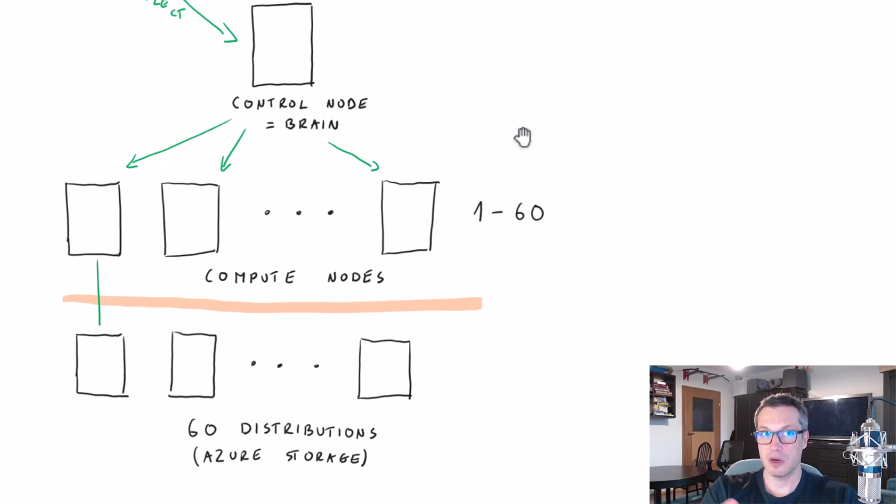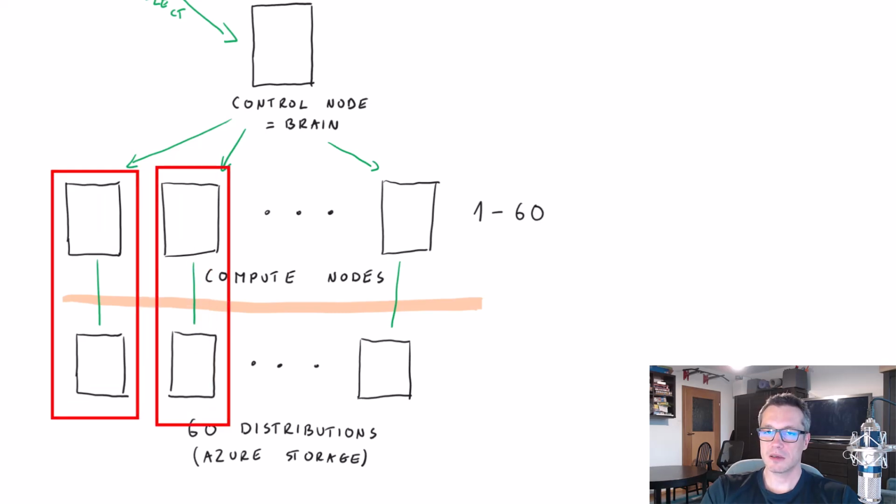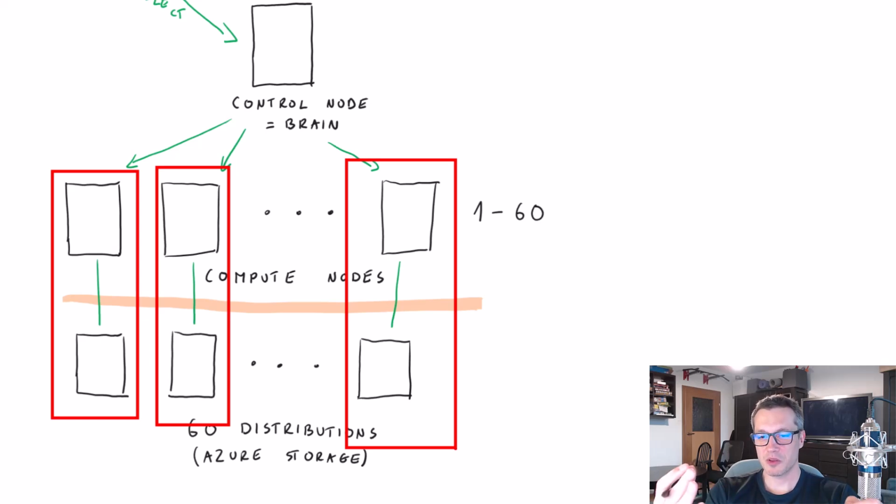But as you pay more, and you get more and more compute nodes, you will end up with a situation where a single compute node would have one or more distributions associated with it. In the most expensive case, the most performant case, you will have 60 compute nodes, which means that every compute node will have to work with its dedicated distribution, with only one, which would be the fastest option, right? Because each compute node will have the smallest part of data to be processed. But of course, that comes with a price.